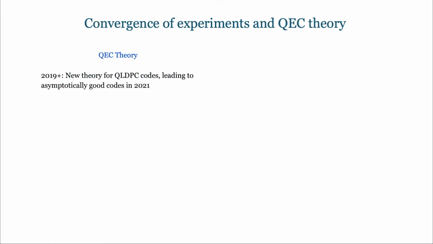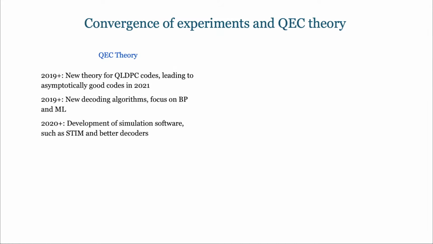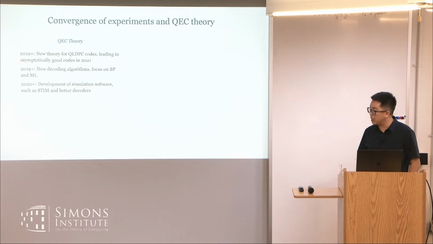In terms of QEC theory, around 2019, we get these new theories for LDPC codes, which have led to the asymptotically good codes in 2021. Also around 2019, we're seeing these new decoding algorithms or more study on LDPC decoding, primarily with belief propagation, but more recently with machine learning. Around 2020, we see these developments of simulation software, notably STIM, and a lot of these open source decoders. I think this software development is very important because they enabled simulations and benchmarking of finite scale FTQC protocols, which were pretty difficult to do before these tools became widely available.